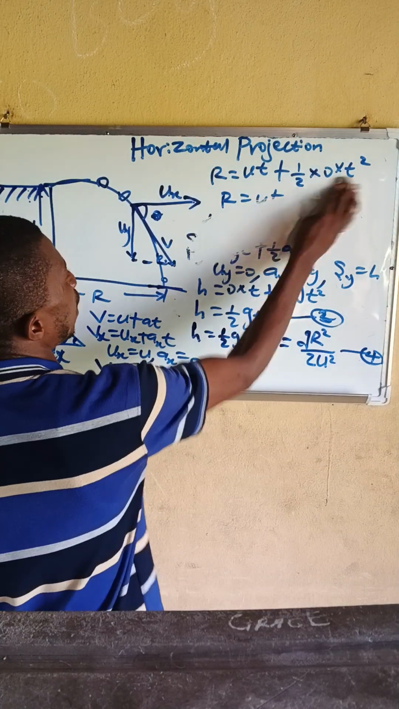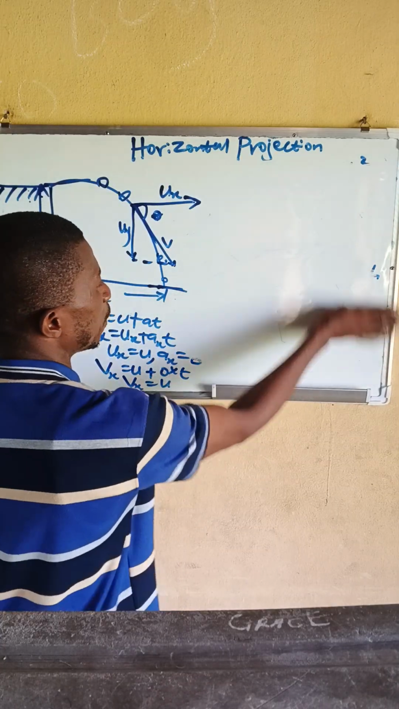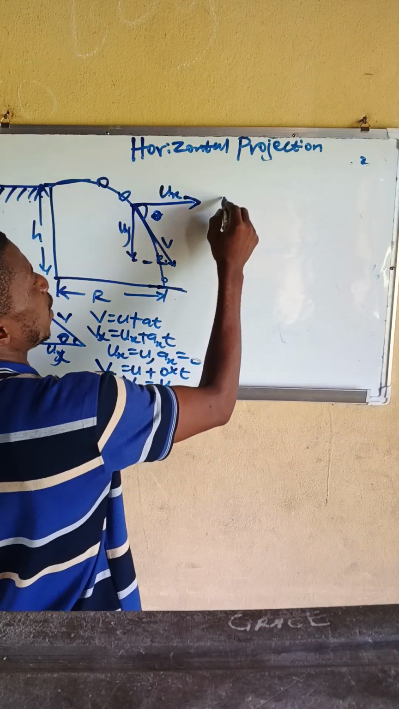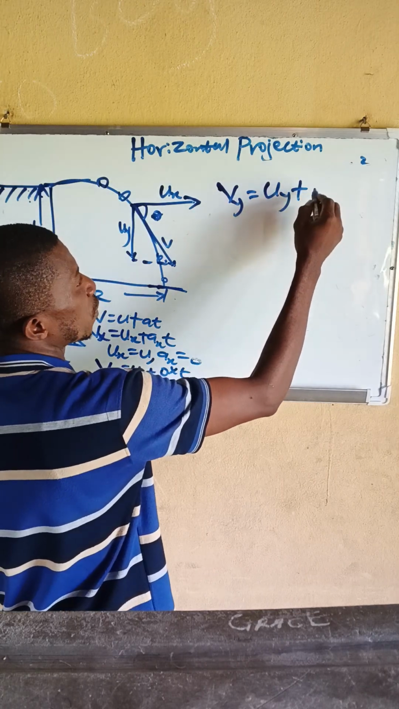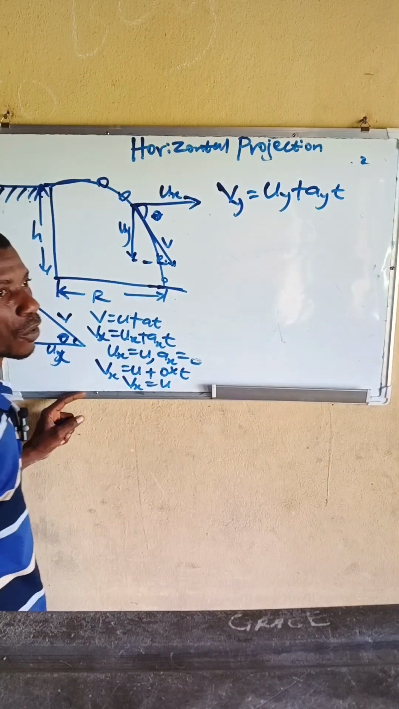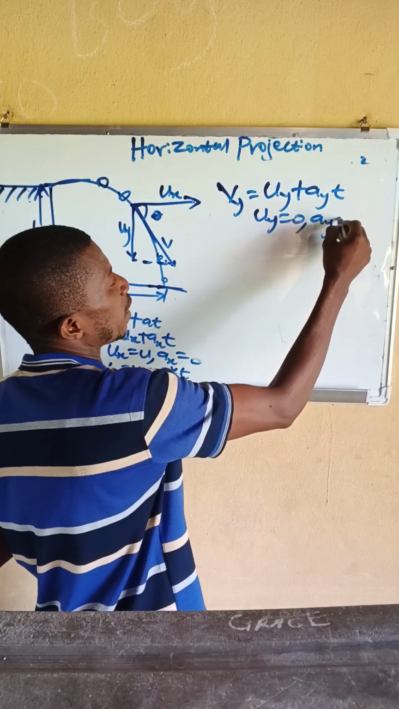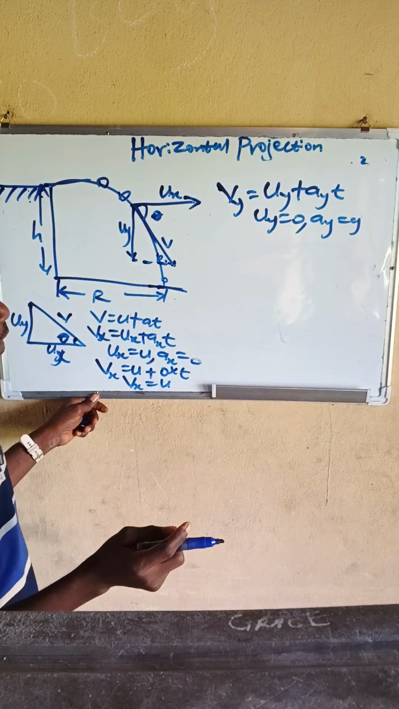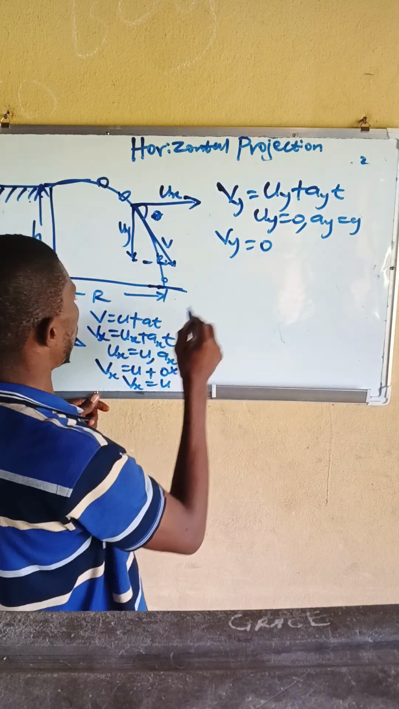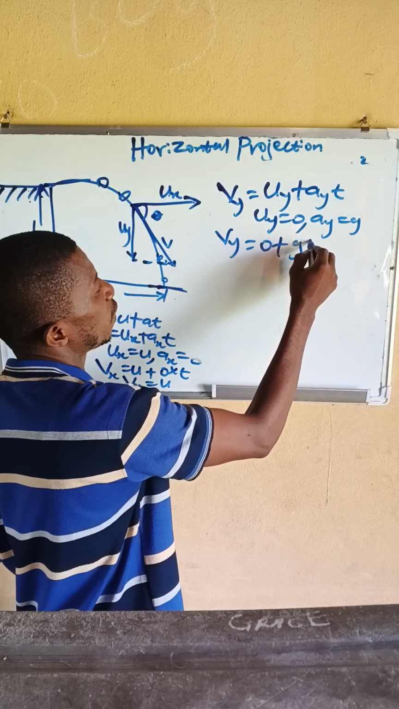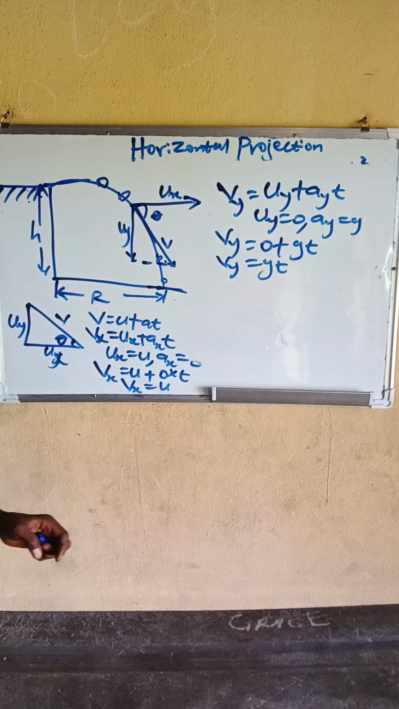Now let me derive vy. Vy is equal to uy plus ayt. Where uy is 0 and ay is g, I have vy equal to 0 plus gt. So my vy becomes gt. That is my vy.